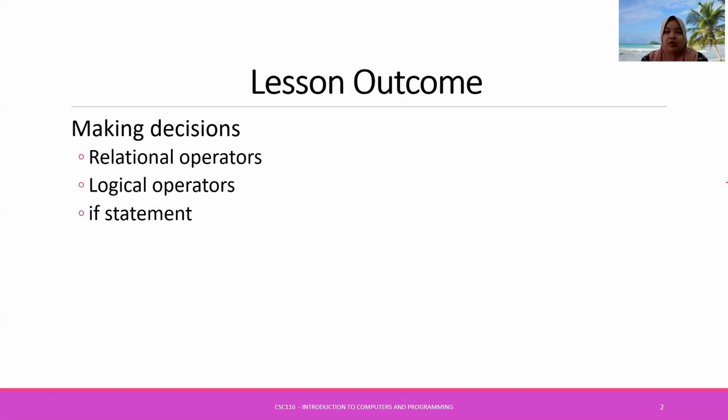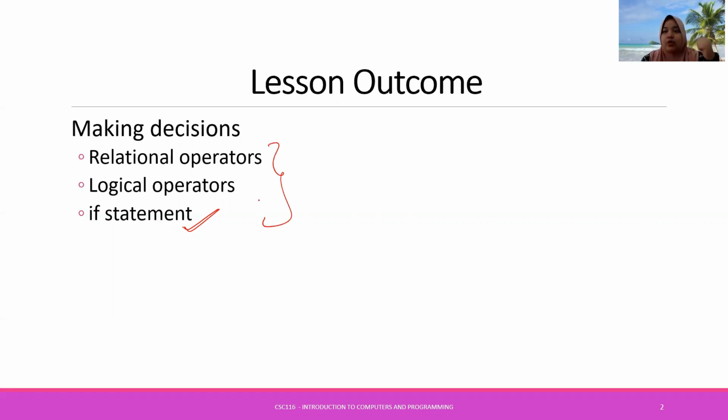Next, the lesson outcome. First slide, I will tell you about the lesson outcome. What does it mean? The lesson outcome is what you get after you finish this chapter. First, making decisions. You know how to make a decision for each situation that happens inside the scene of Alice. In making decisions, you have the relational operator, which involves the logical operator, and also the if statement. You should know how to apply all three of them.